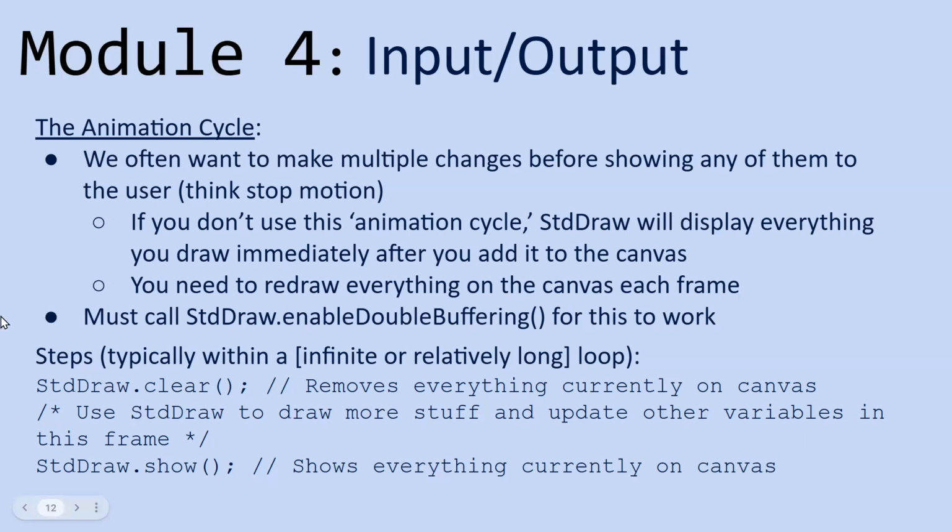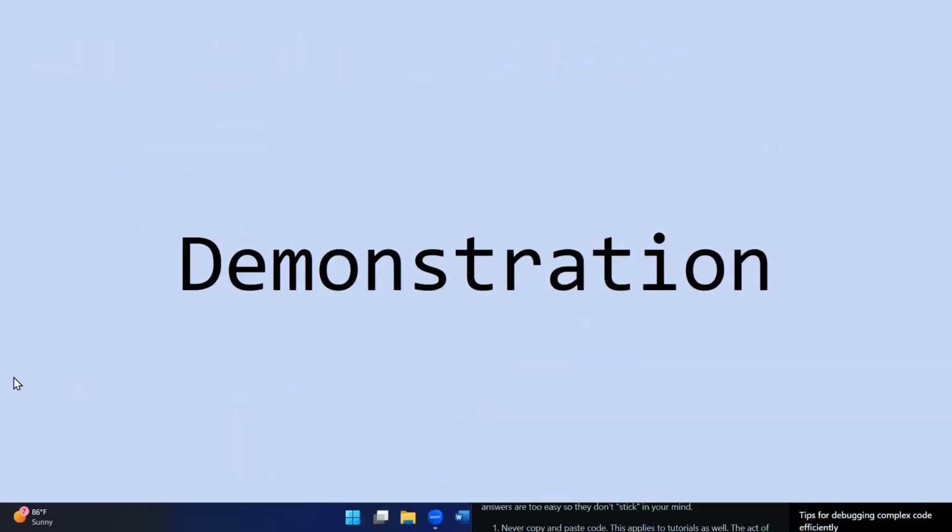So here are the steps, and it's usually within an infinite or very long loop. But first, you'd have StdDraw.clear, so that will remove everything that's currently on the canvas. And then you use StdDraw to show more stuff and update any other variables, like if you're updating the position variable or something like that. And then you'd call StdDraw.show, and that shows everything that's currently on the canvas in the new frame. So, here's the quick demonstration.